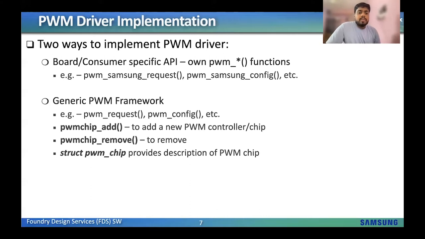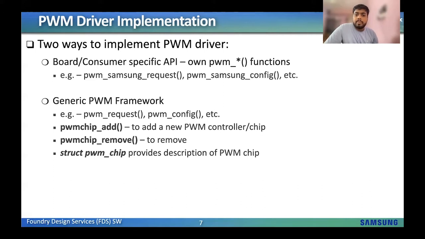So now we will see the PWM driver implementation, how the driver implementation is done in the Linux kernel. Again, there are two ways to implement a PWM driver. One is the legacy approach. In this, the APIs in the files are very platform specific, or board or consumer specific. Those have their own APIs. For the Samsung PWM driver, you can see it has pwm_samsung_request, pwm_samsung_config. These serve only one kind of use, and we cannot have multi-functionality in those APIs.